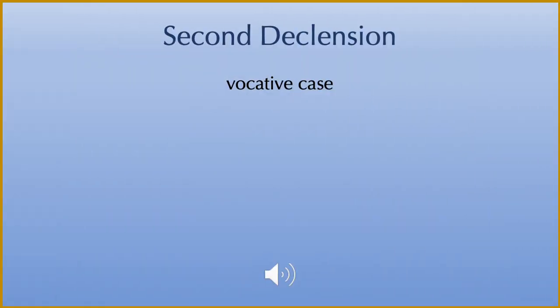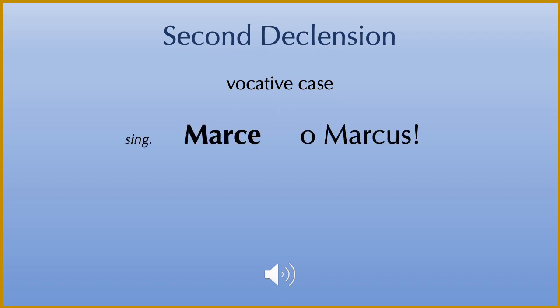Lots of names in Latin are second declension masculine nouns. To say, O Marcus, the singular vocative would be Marce, M-A-R-C-E. All second declension nouns ending in -us form their vocative singular in this way.